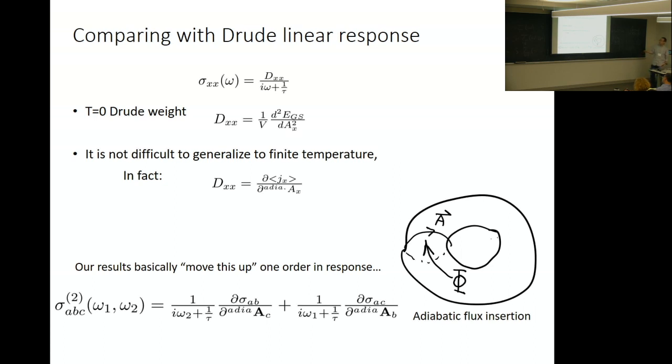Our result is basically just moving this up one order in response. So if you think about the linear response, it's a partial derivative. The Drude contribution is a partial derivative of some expectation value. If you think about nonlinear response, it will be a partial derivative of some linear response with respect to the flux insertion.